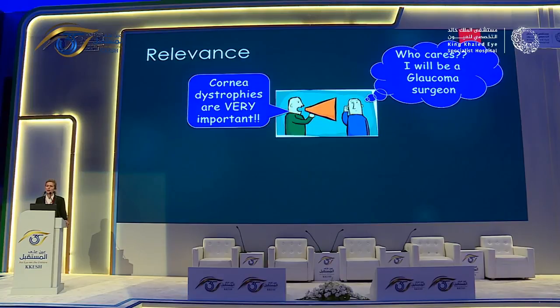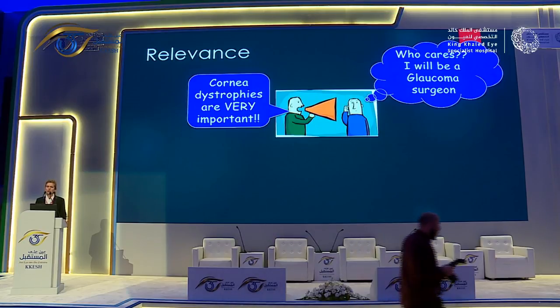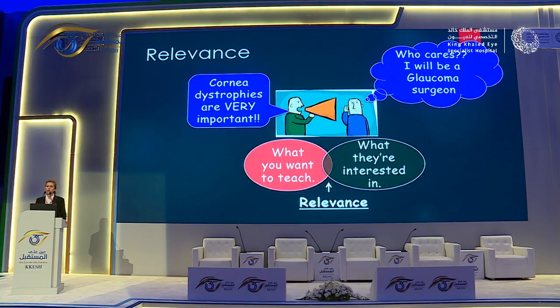And when I talk about relevance, you have to make sure that it's relevant for them, not relevant to you. You can be great cornea specialists and you may think that cornea dystrophies are very important. But if your student has already decided that he wants to be a glaucoma surgeon and he is not able to see how the corneal dystrophies are relevant to what he's going to be in the future, he won't be motivated to learn it. So make sure that it's relevant for them. We can say that relevance is the difference between what you want to teach or what you want to say and what they want to learn.